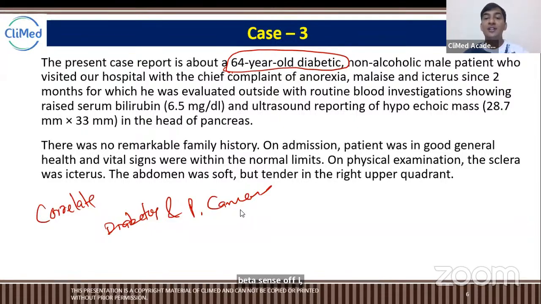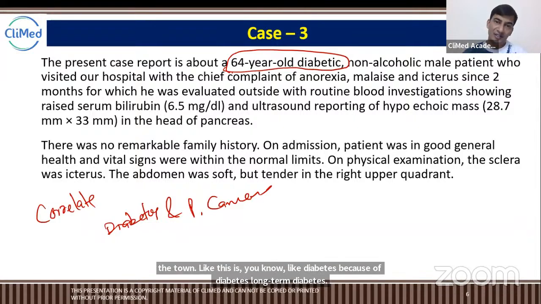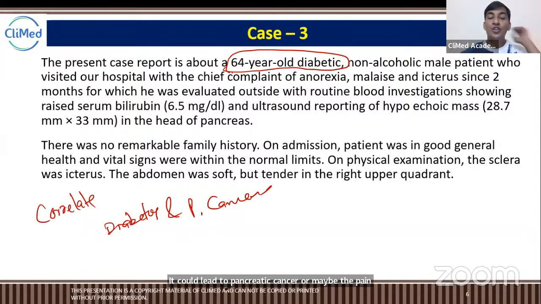Okay. So here the condition is due to the pancreatic failure. Due to the pancreatic failure or changes in the cells, this patient could be diabetic. Long term diabetes could lead to pancreatic cancer, or maybe the pancreatic cancer caused the diabetes. Okay, these are vice versa things. So right now we cannot say it was because of diabetes.